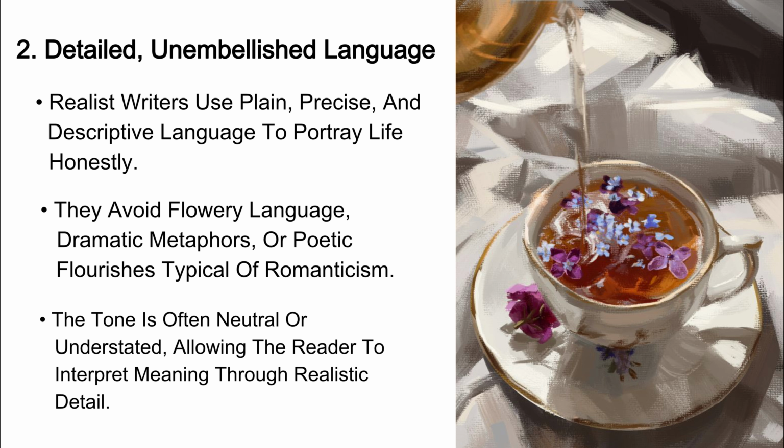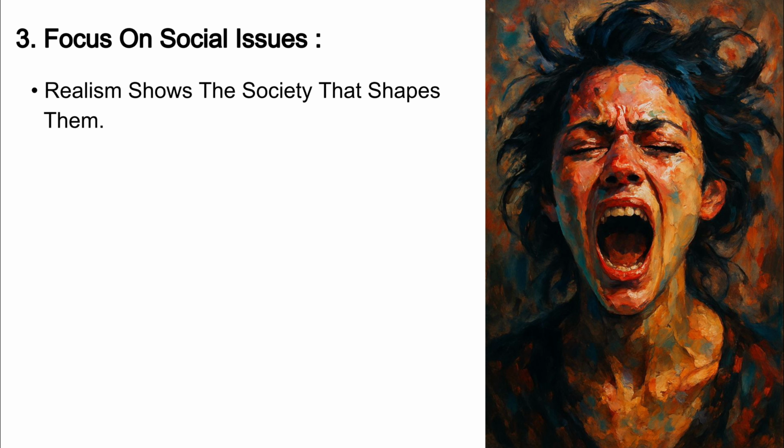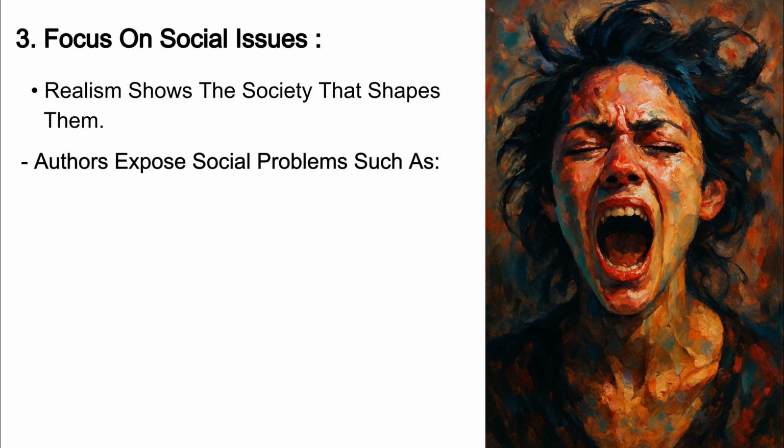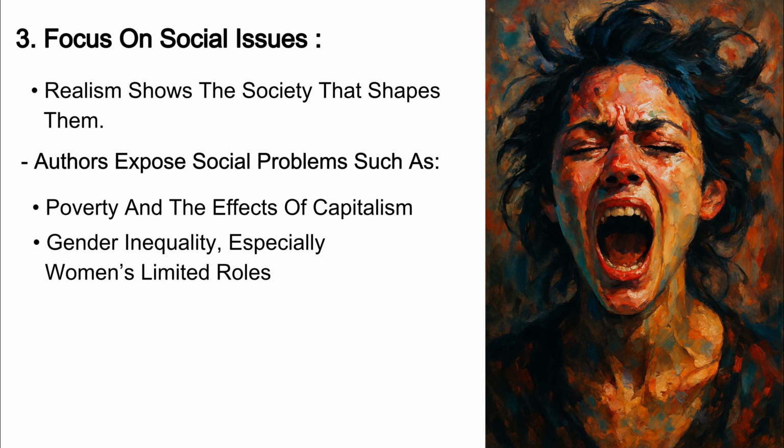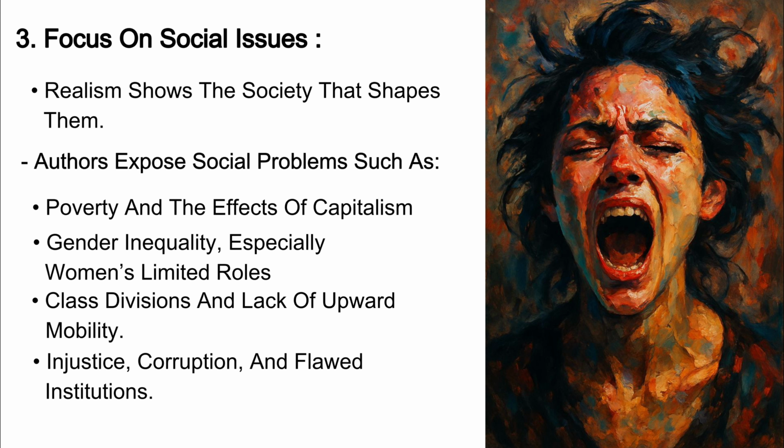Focus on social issues. Realism doesn't just show people, it shows the society that shapes them. Authors expose social problems such as poverty and the effects of capitalism, gender inequality, especially women's limited roles, class divisions, and lack of upward mobility, injustice, corruption, and flawed institutions.